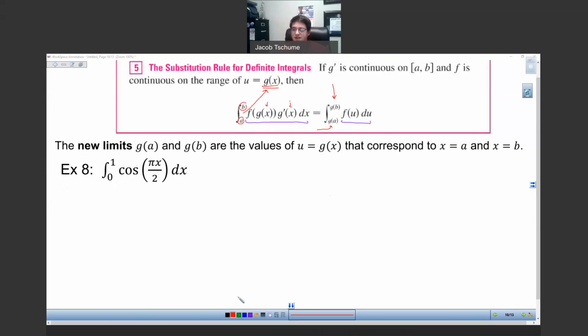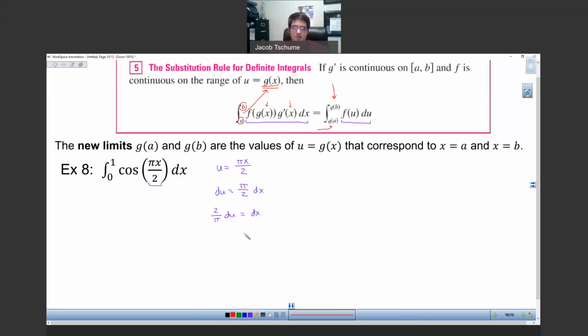So if you have the definite integral from 0 to 1 of the cosine of pi x over 2 dx, well, when you're doing your u substitution, you're looking for your inside function. So in this case, I'm going to let u be pi x over 2. Then du, the derivative of pi x over 2, is just pi over 2 dx. And then to get the dx by itself, I'm going to multiply both sides by 2 over pi. So 2 over pi du will equal dx.